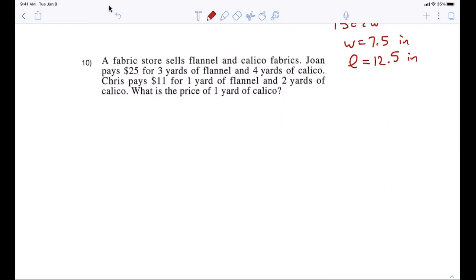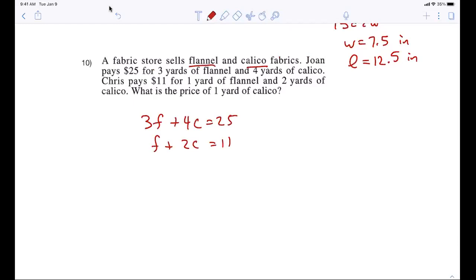A fabric store sells flannel and calico, whatever. F and C. She pays $25 for 3F plus 4C equals 25, right? And then 1F plus 2C equals 11.